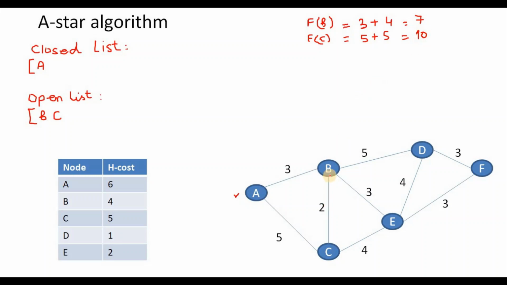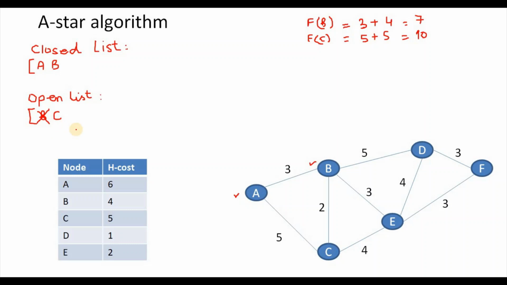Okay, now we have explored the adjacent nodes, we have calculated their cost. The next step is to select the node with the minimum F cost. From here you can see which one has a minimum F cost. Of course node B has the minimum. So what we do, we make B our current node. This will be our current node now, and we also put it in the closed list, and we remove it from the open list.